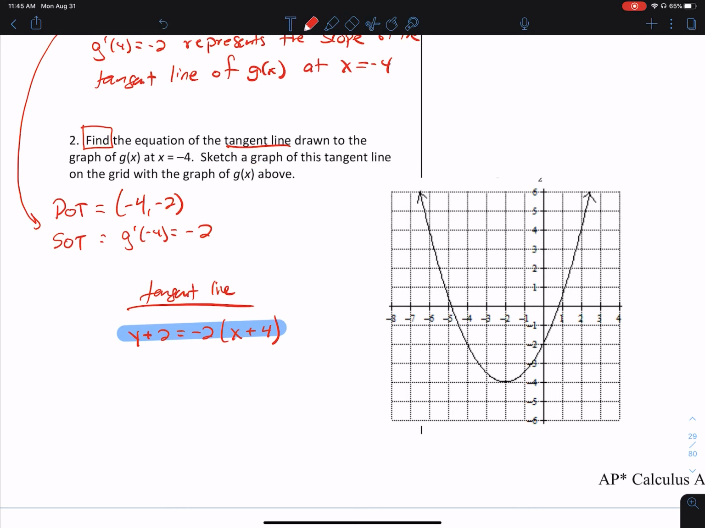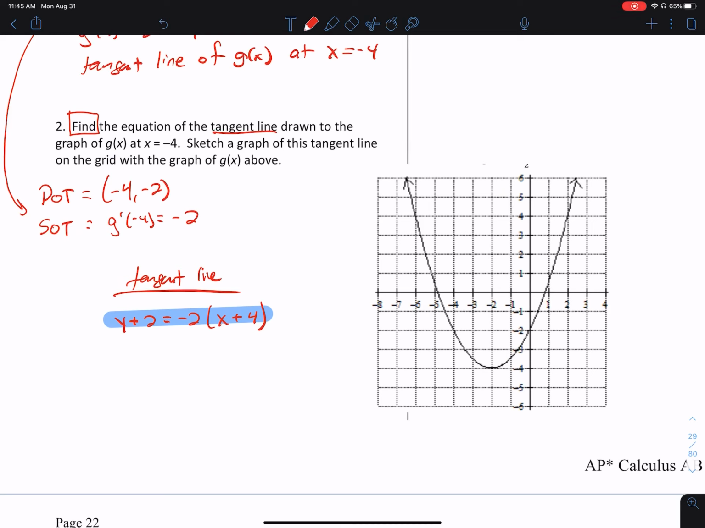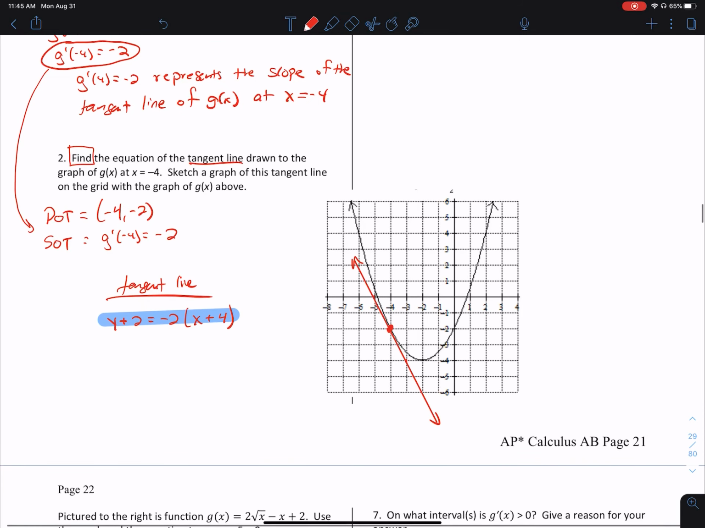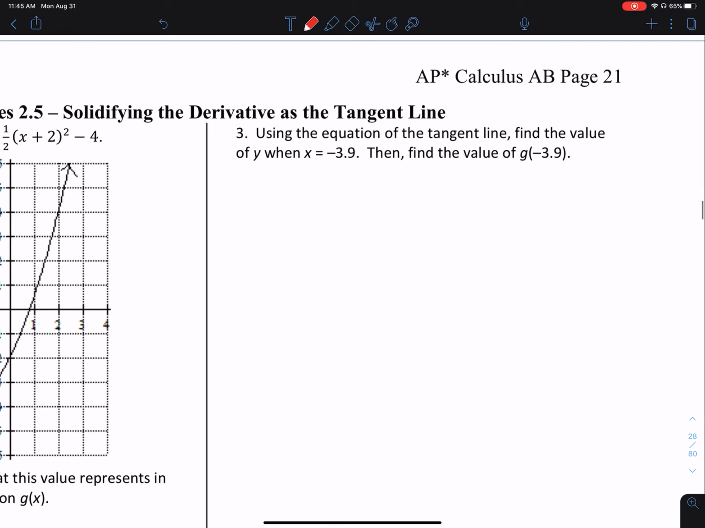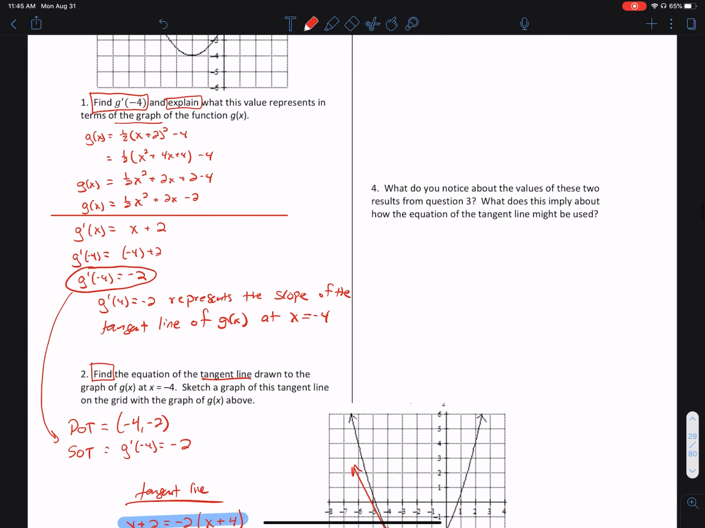Sketch a graph of this tangent line. We take the point of tangency, which is -4, -2. Then we use the slope -2 to find other points. So from here we go down 2 and to the right 1. We can go up 2 and to the left 1. So use your straight edge to connect these points. So this is our tangent line. All right, go on to question 3. Using the equation of the tangent line, so I'm just going to copy that down.